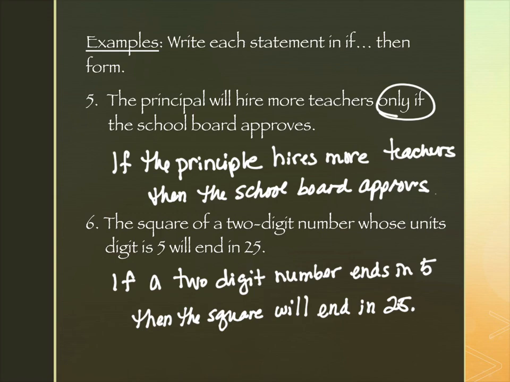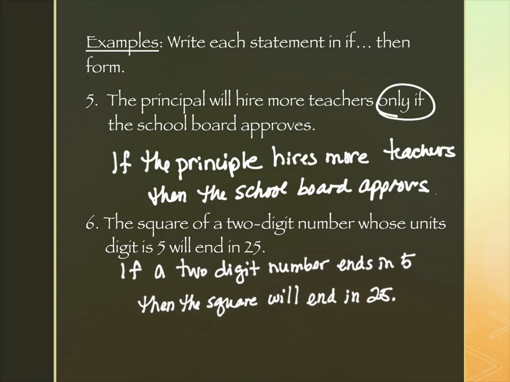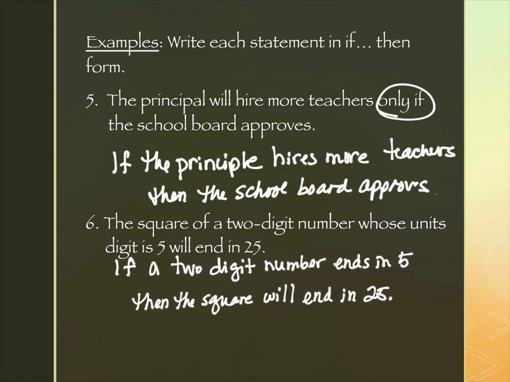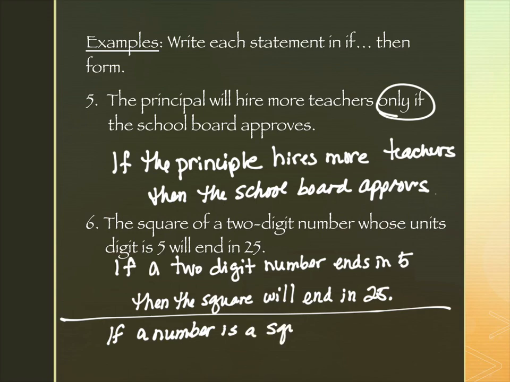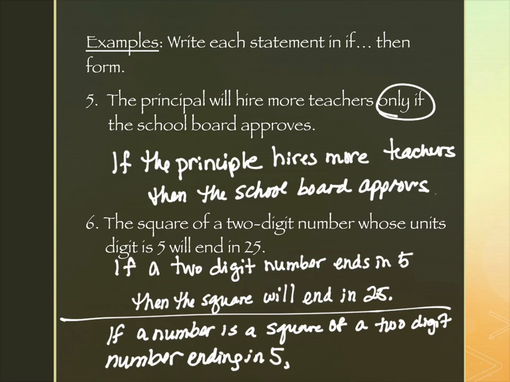I have another version of this. Let me just write it down so you have another version that mimics the ordering a little bit more closely, but it doesn't sound as nice. If a number is a square of a two-digit number ending in 5, then it will end in 25. It mimics the language a little bit better from where it started, but it's a little bit more confusing to read.